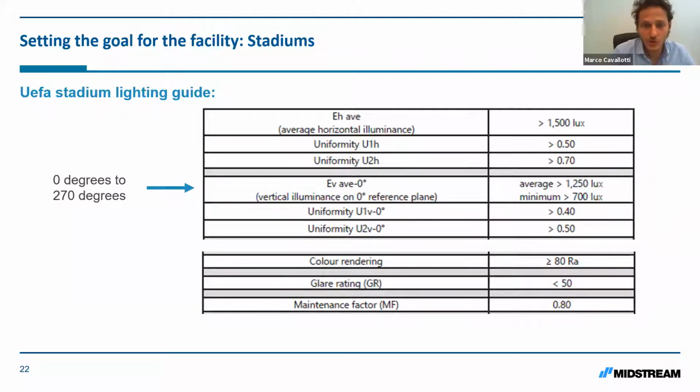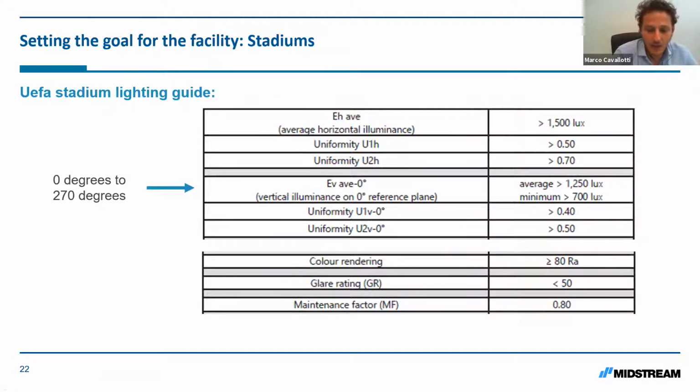This is just to show you the difference between what we have seen until now: 3 different classes, where the maximum, which is class 1, is 500 lux. And now the requirements of a UEFA stadium. As you can see here, the average illumination level for the horizontal plane is 1,500 lux, so it's 3 times more than the best class prescribed by the EN.